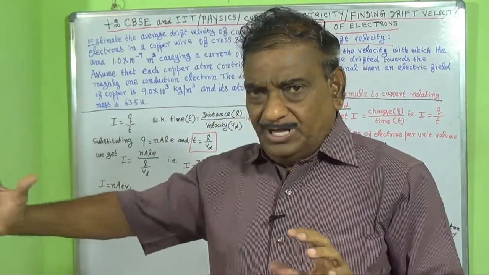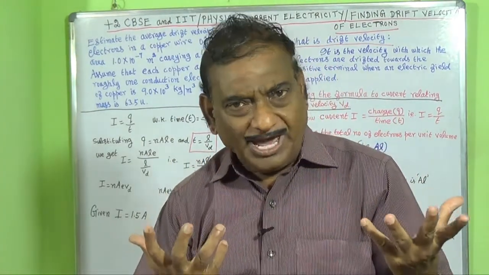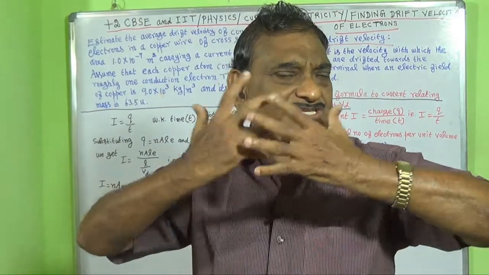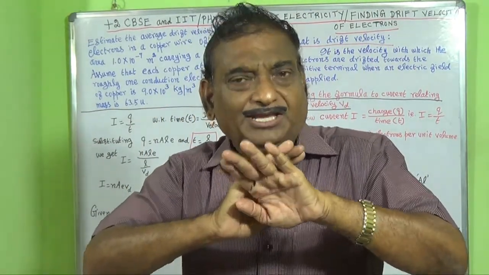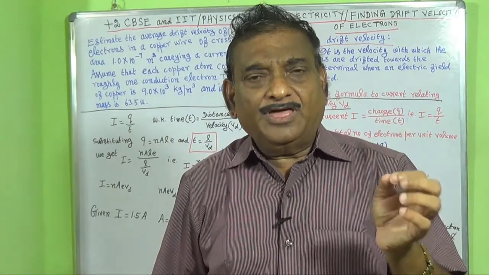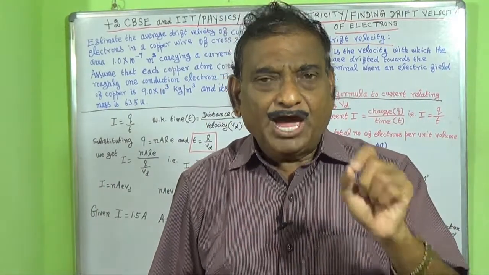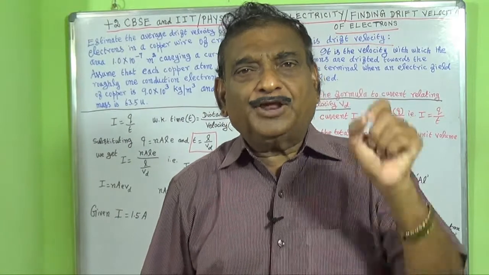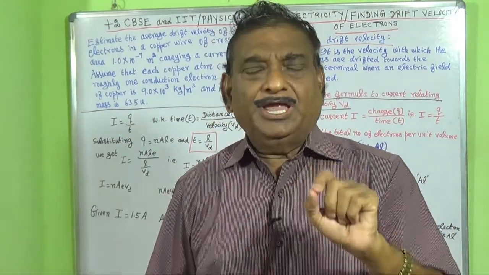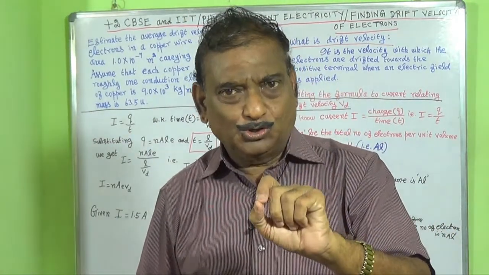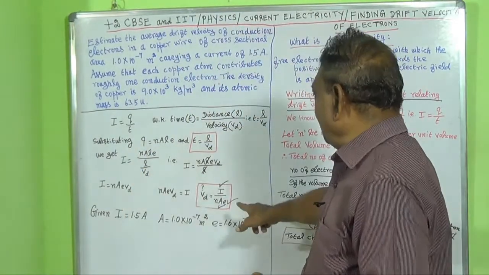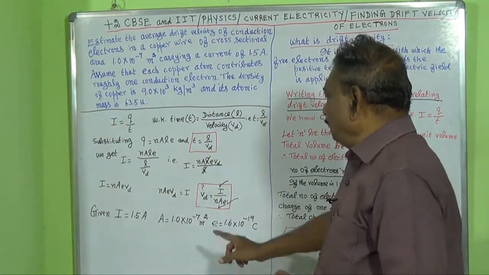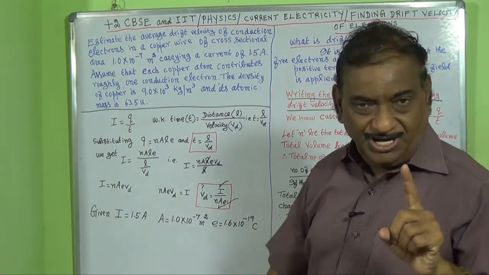In this sum, the electric field is not provided. The average relaxation time has not been provided, so that we cannot select that formula. The another formula we have learned for the drift velocity is drift velocity Vd equal to I by nAe. That formula has been selected. We have to find the drift velocity Vd.